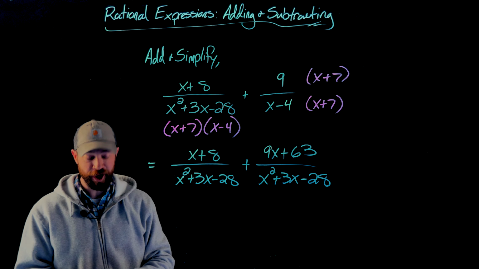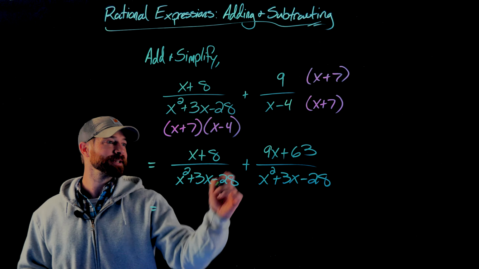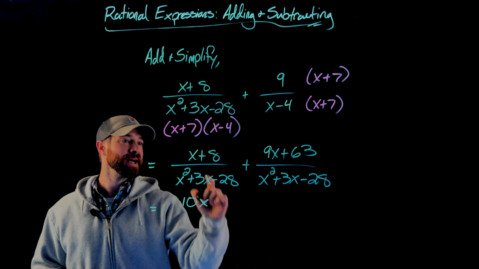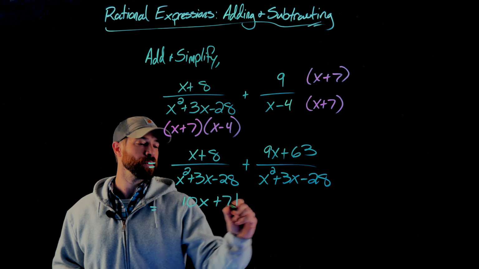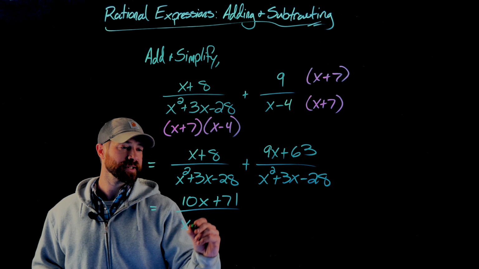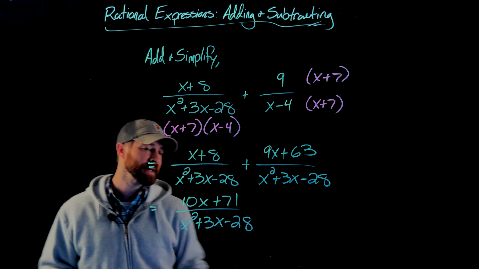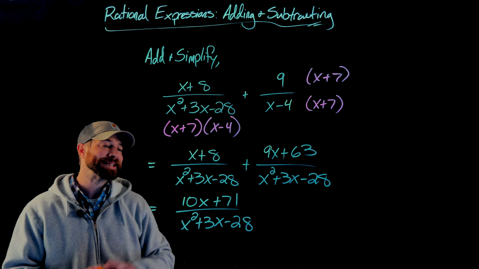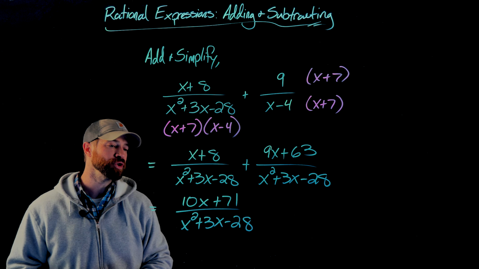Now that I have a shared denominator, I'm simply going to add the numerators together. x plus 9x is 10x. 8 plus 63 is 71, all over my shared denominator of x squared plus 3x minus 28. Now what I would do is, again, see if I can simplify this. I don't see any way of factoring this numerator.